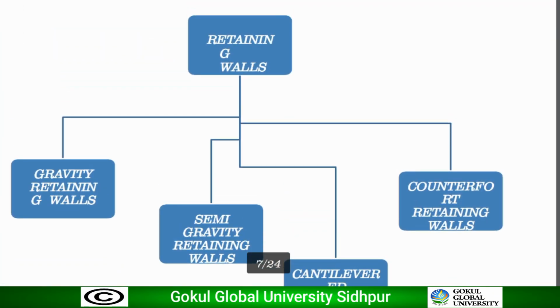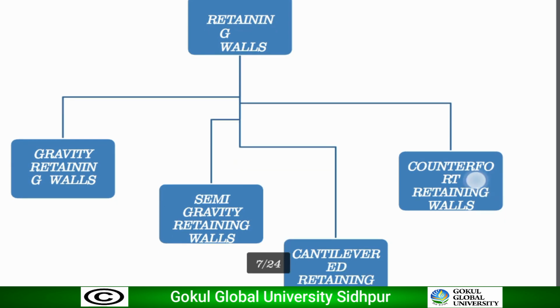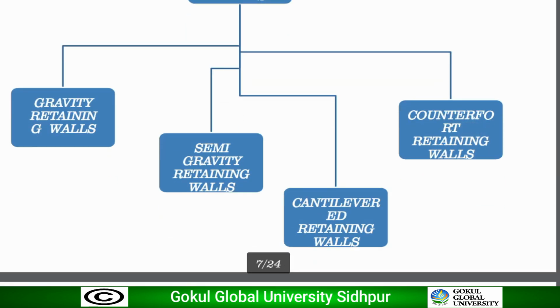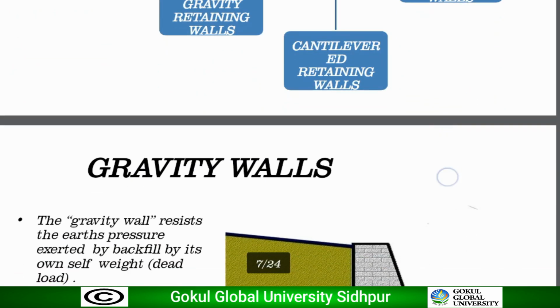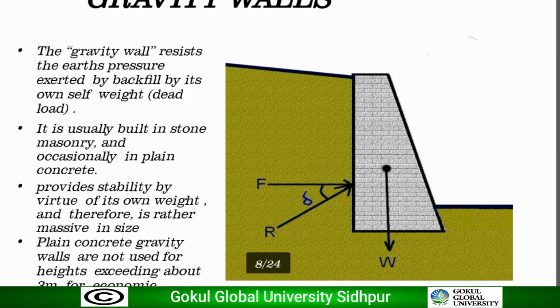These are the different retaining walls. There are different types of retaining wall. First one, gravity retaining wall. Second one, semi-gravity retaining wall. Third one, cantilever retaining wall, and fourth one is counterfort retaining wall. So first one, gravity retaining wall.